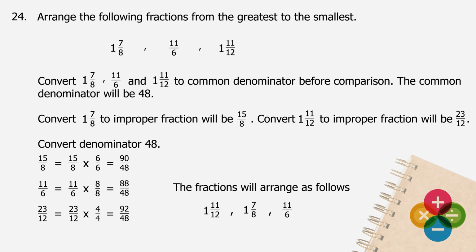Now convert improper fractions to denominator 48. Convert 15 over 8 to denominator 48 will be 90 over 48. Convert 11 over 6 to denominator 48 will be 88 over 48. Convert 23 over 12 to denominator 48 will be 92 over 48. Now arrange the fractions from greatest to smallest. The greatest fraction will be 1 and 11 over 12, followed by 1 and 7 over 8, and lastly 11 over 6.